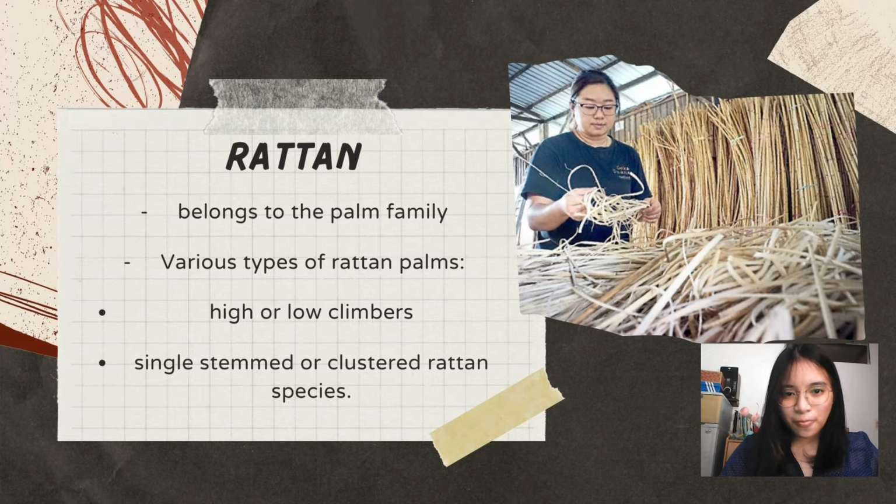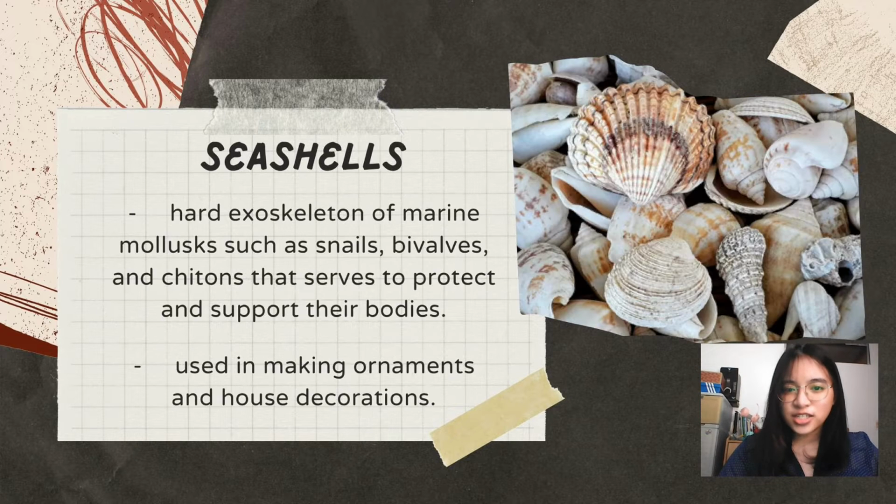Next slide, please. Seashells. Seashells are hard exoskeletons of marine mollusks that serve to protect and support their bodies. These are commonly found in beach drift and are very often washed onto a beach empty and clean. It is used in crafting jewelry, buttons, inlays, and other decorative items.